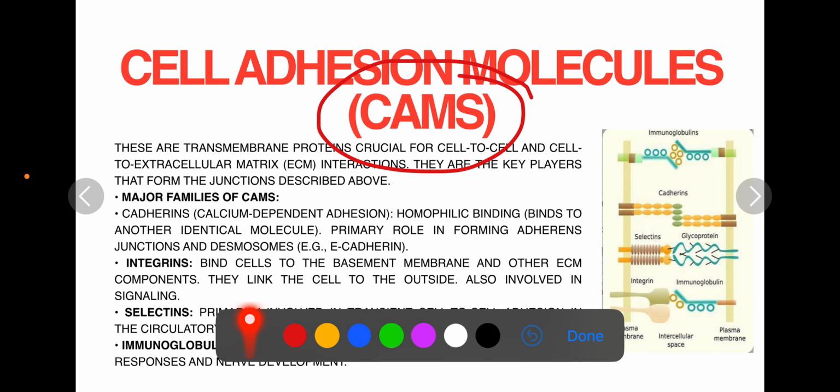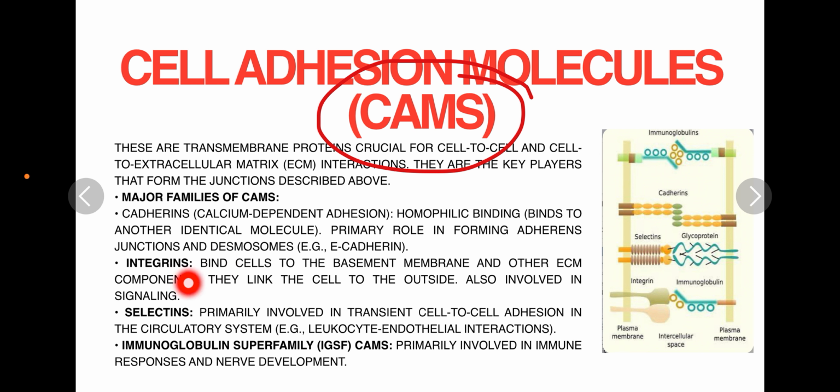The major families of CAMs you want to know: something called cadherins. Calcium is involved in this, so it's for the cells or molecules that are identical. And there is something called integrins. We have cadherins and integrins, another type. These actually bind cells to the basement membrane, so they are going to be fixed well on the ground.